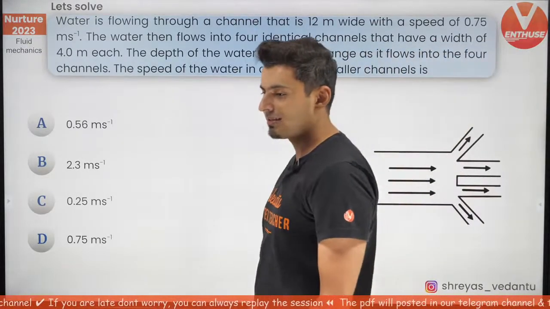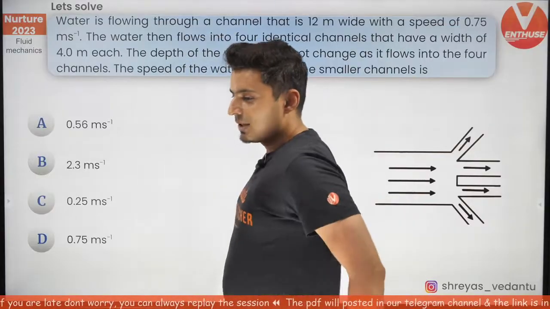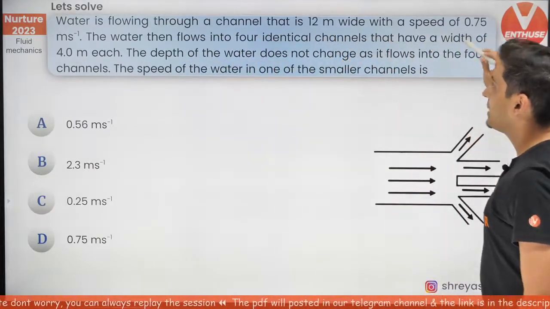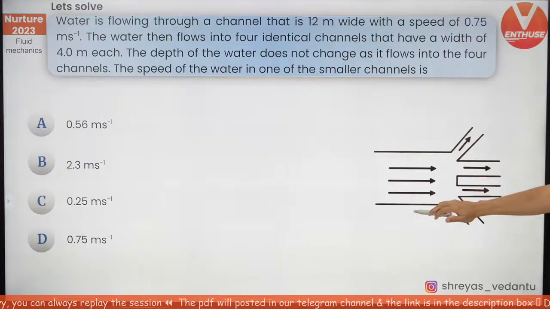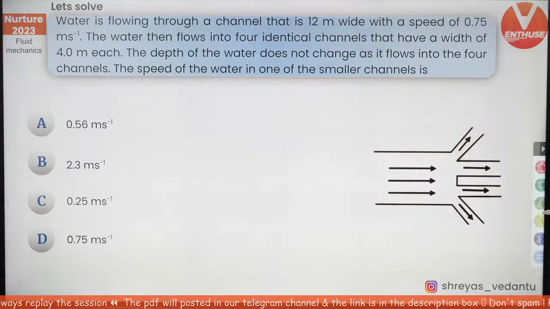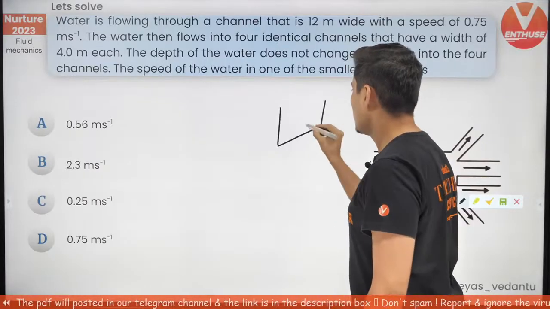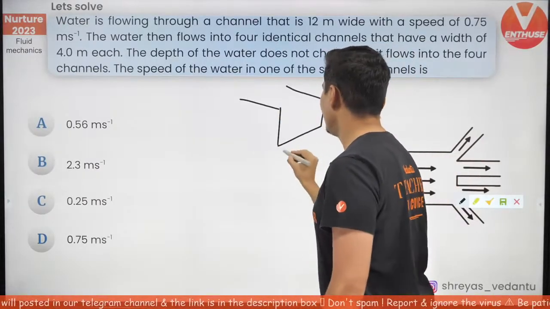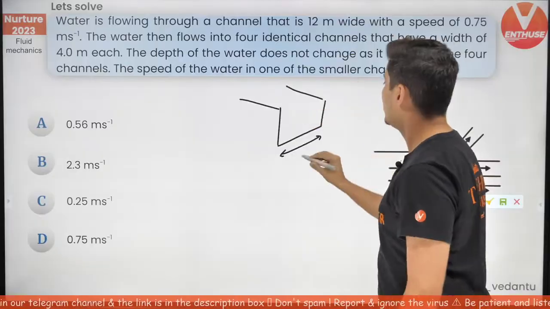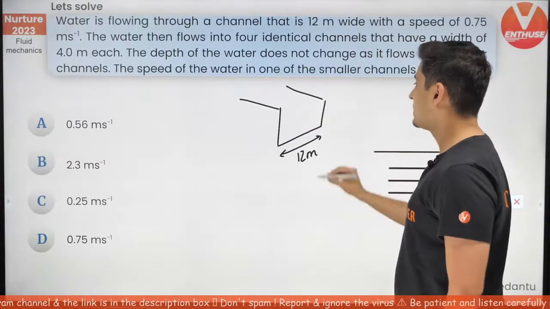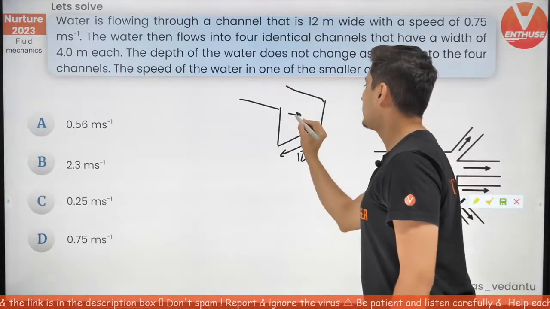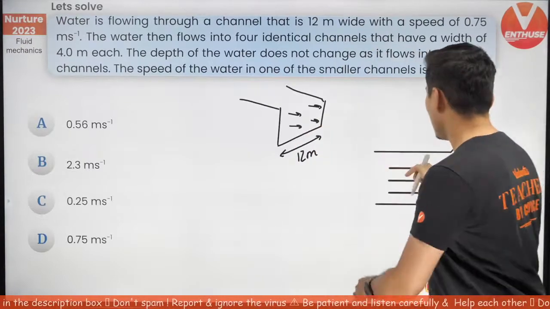Let's see how many of you can do this really quick, my warriors. Okay, water is flowing through a channel that is 12 meters wide. It's a channel. Channel means something like this. Try to visualize. Just imagine this is a channel. The width is 12 meters. The liquid is flowing like this. Now this is the top view.